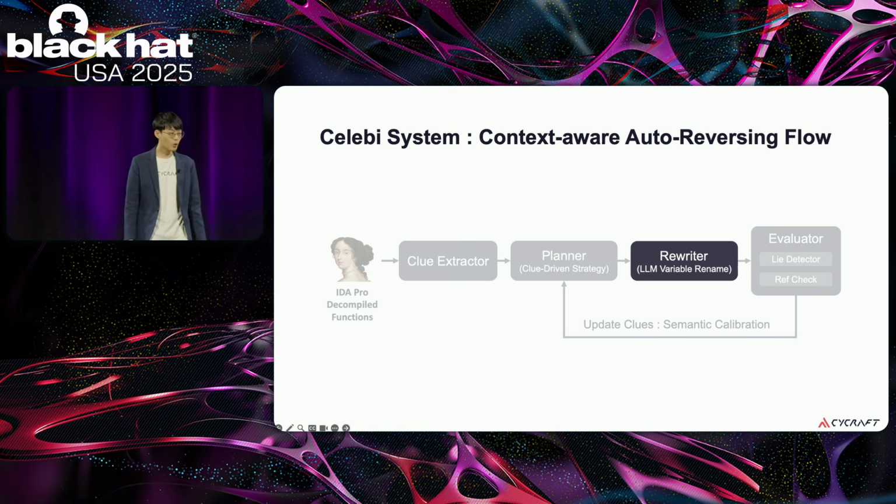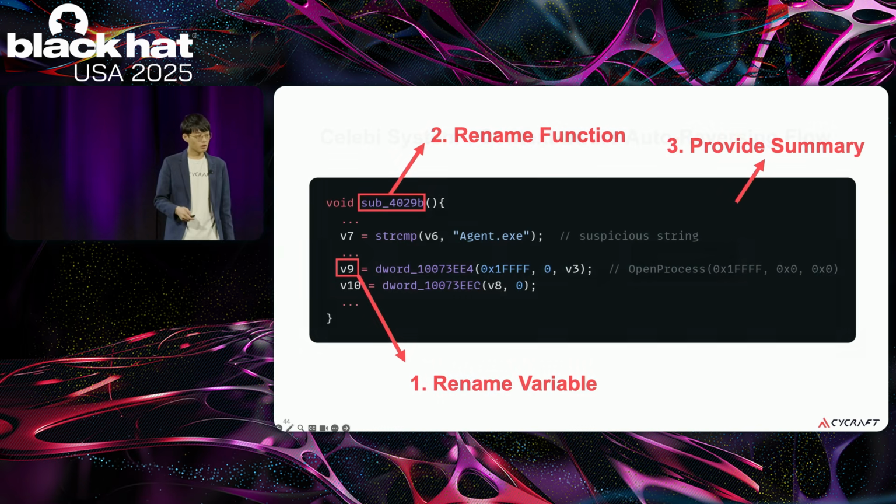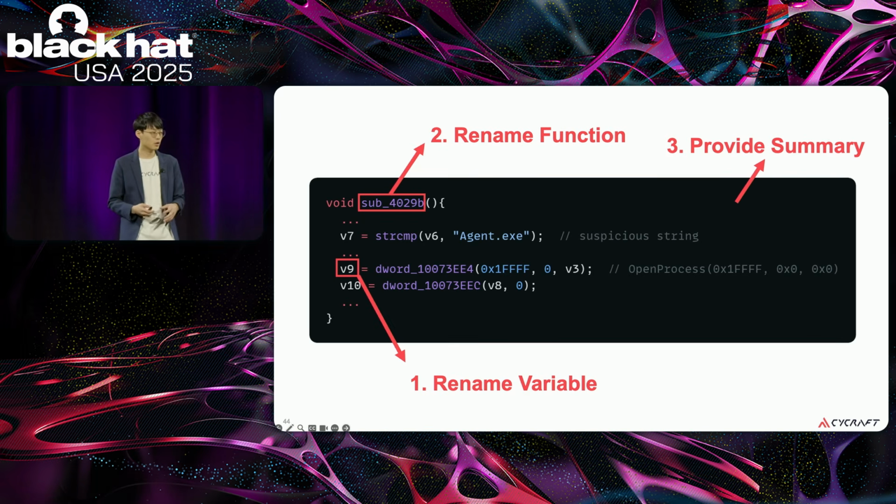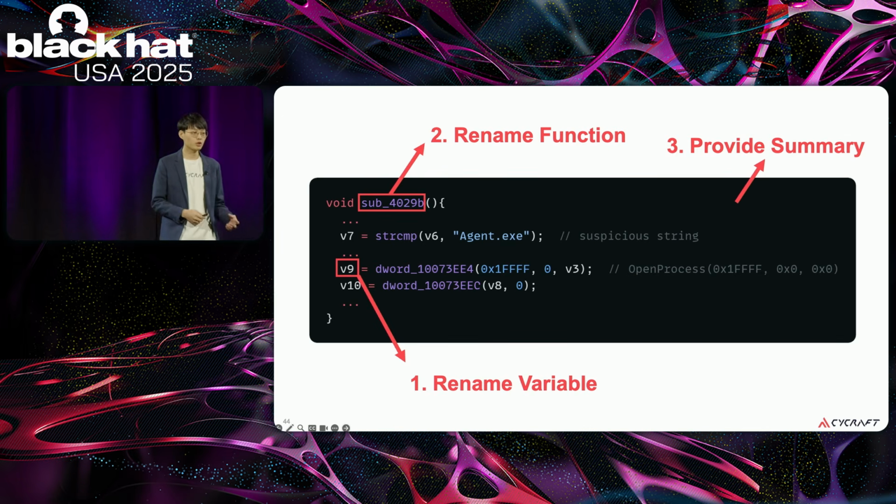OK, so now we know how our clue-driven strategy works. So in the third step, we will ask the language model to help us rewrite these functions. So there are a total of 3 tasks we want the language model to do. The first is we want it to rename the variables. And second, we want the language model to help us rename the functions. And finally, we will ask the language model to give an overall summary of these functions.